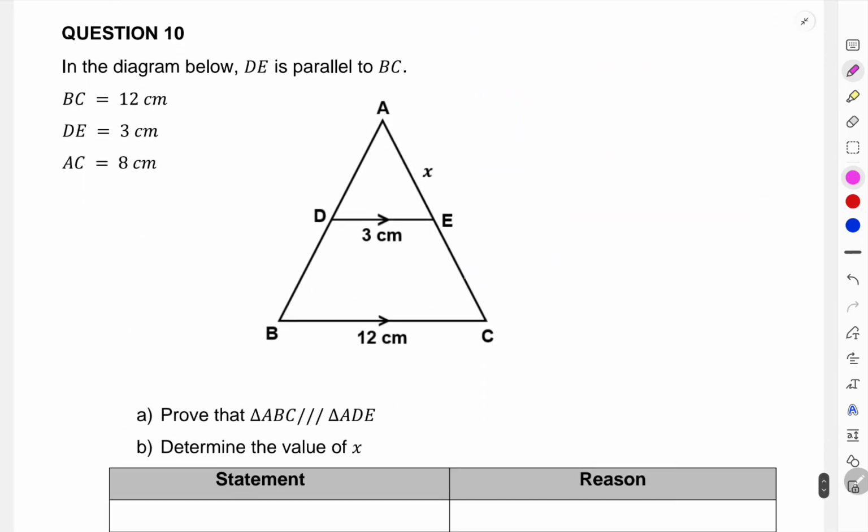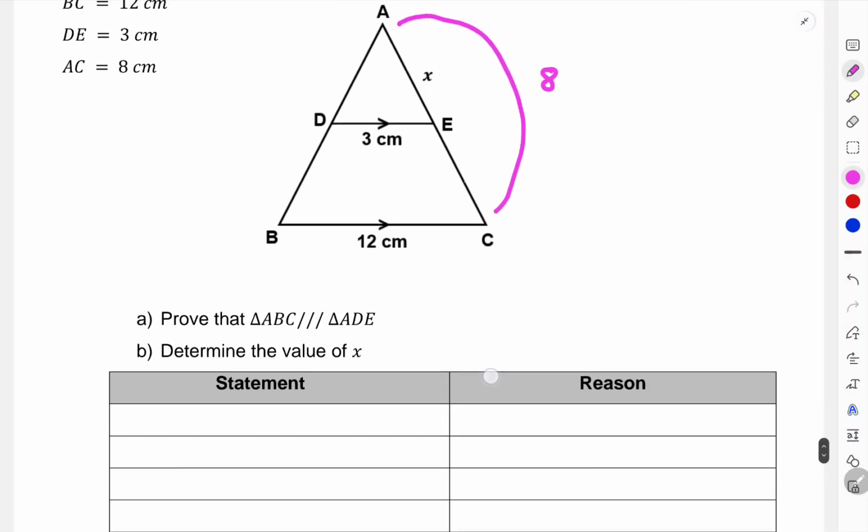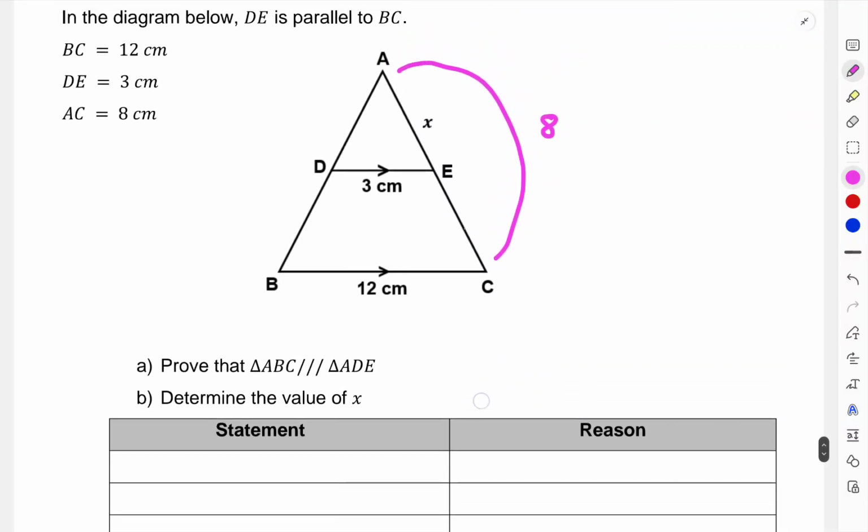Last question, people. Last question. In the diagram below, DE is parallel to BC and BC is equal to 12, DE is equal to 3, and AC is equal to 8. So the one that's not been indicated here is that 8 over there. All right. Okay. So prove that triangle ABC is similar to triangle ADE.